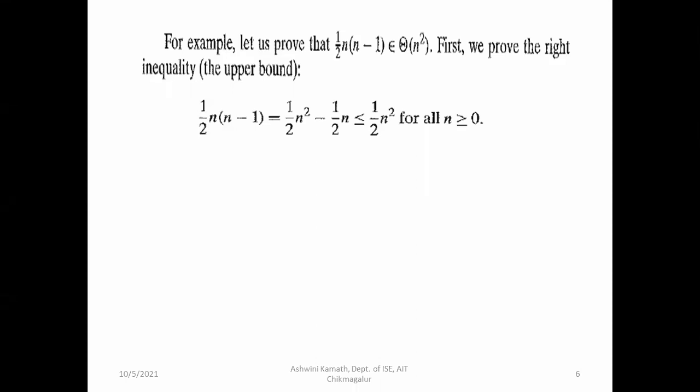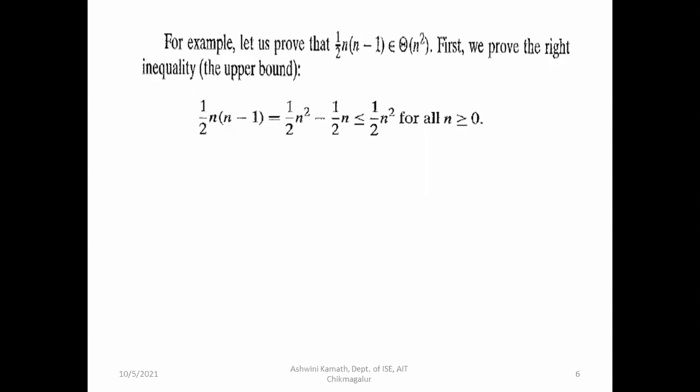If it is 2, for example, then 1 by 2 into 4 (n square) is equal to 2, minus 1 by 2 into 2, which is equal to 1. So 2 minus 1 is equal to 1. 1 is less than or equal to 2 on the right hand side.